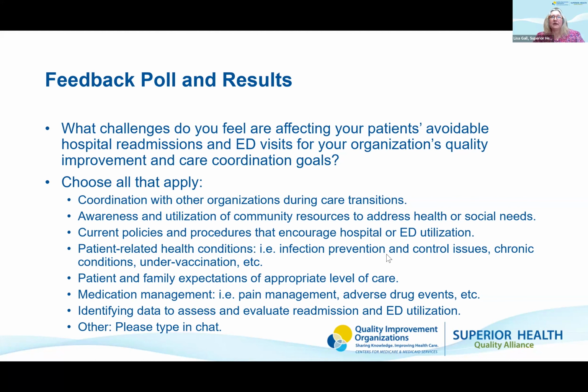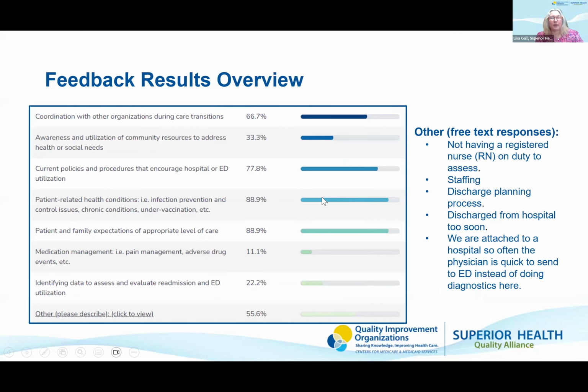And that's not surprising. I'll show you now the results of the poll that we did. Very similarly, we saw that there was a large percentage that patient-related health conditions, again, was one of the top two, as were patient and family expectations of appropriate level of care, current policies and procedures, and coordinating with other organizations. So those were our top four, just as your top three here. And then are there others in chat?